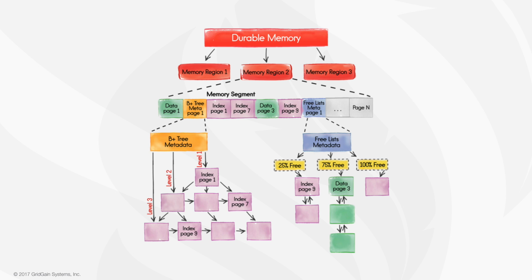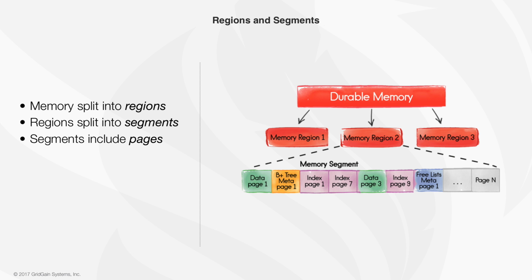Then every region is split into segments. And every segment, if you take a look at the next picture, consists of different pages. Like in Linux or other Unix-based operating systems, which have page-based memory, Ignite implemented the same approach. So we have data pages for your entries that you add with your insert, update, delete commands. Next, we have indexing pages, which are for indexes, and they have some meta information that is stored in the memory.